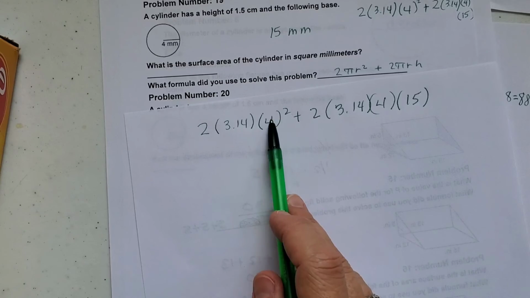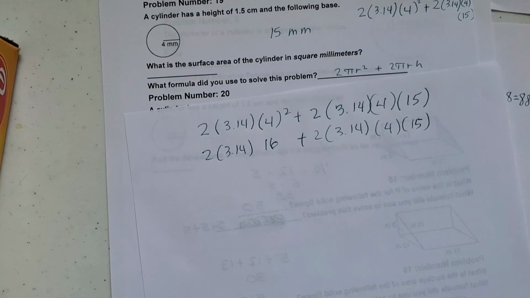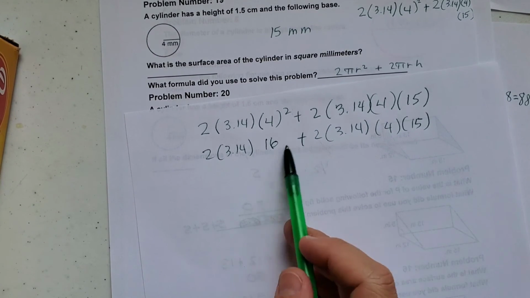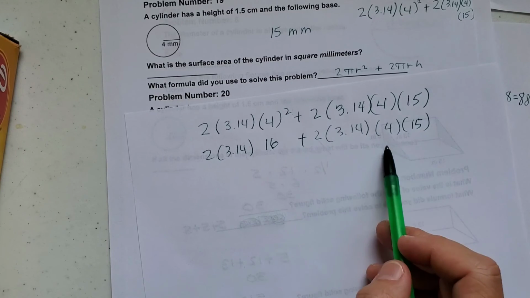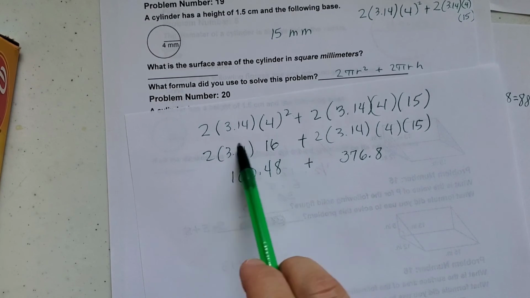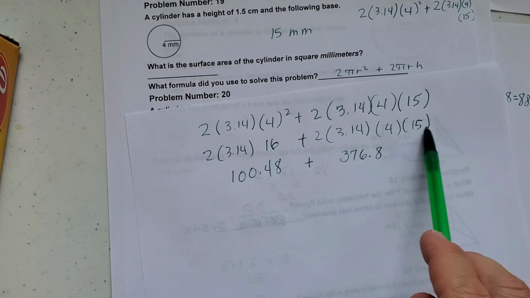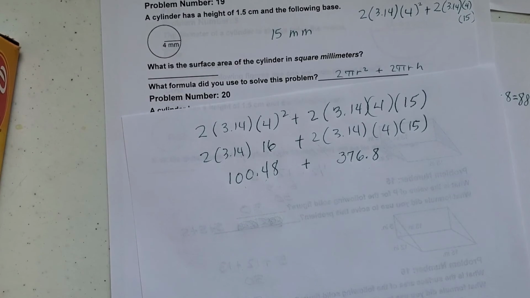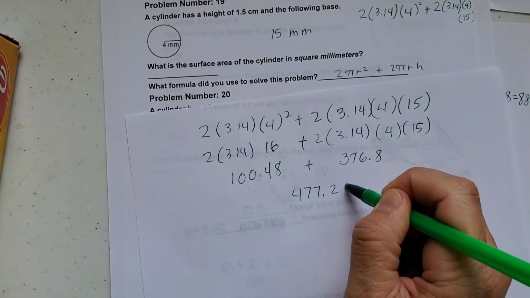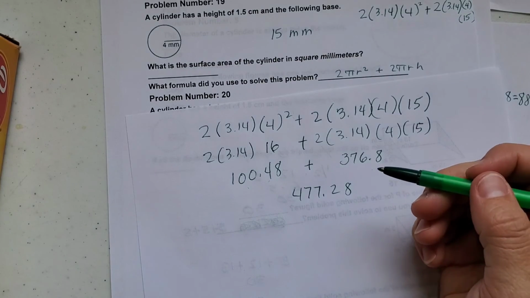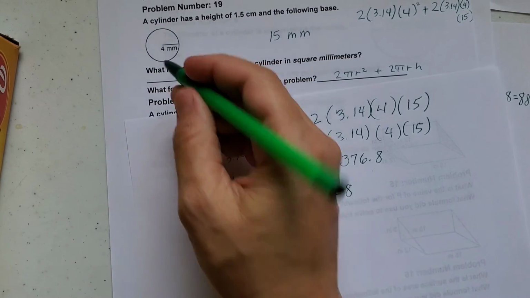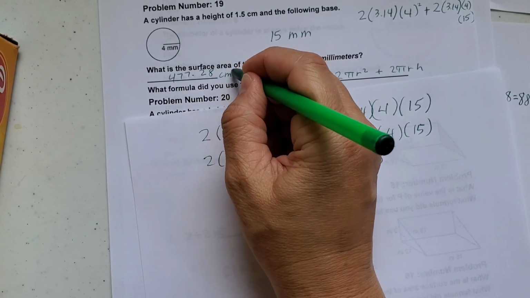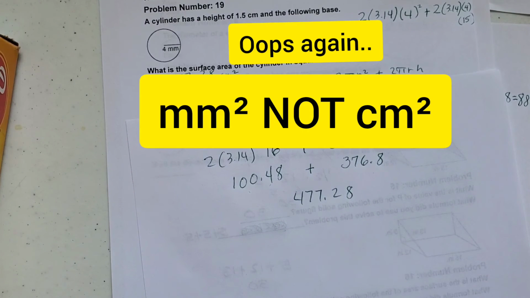Let's do the squared part first. 4 times 4 is 16. Everything else just drops down. Then we can multiply. We'll multiply this section first, and then we'll multiply this section. Okay, so we multiply these 3 numbers and we get this. We multiply these 4 numbers and we get this. Now we have to add these 2 together. And that is 477.28. So the surface area is 477.28. And this is area, so it's centimeters squared, not cubed, squared.